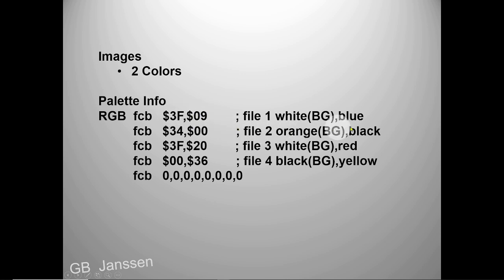Likewise, file 2 is orange and black. File 3, white and red. And file 4, black to yellow. And the rest of the palette registers we're not using. We're going to be using these 8 registers, 0 through 7.